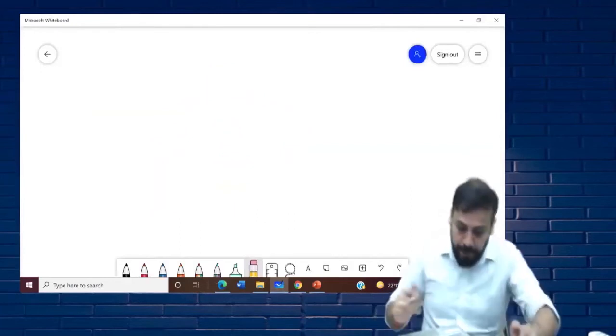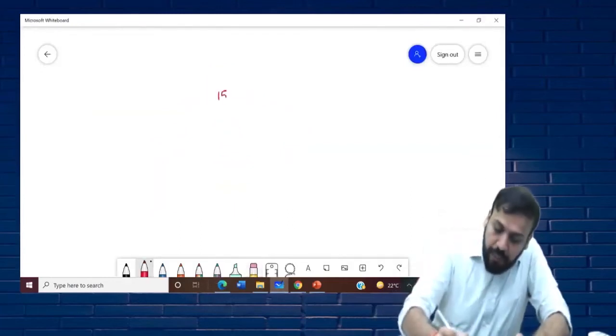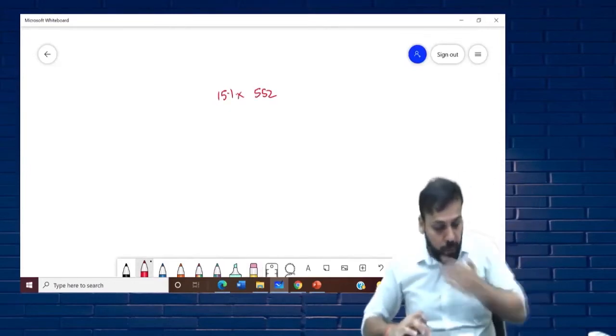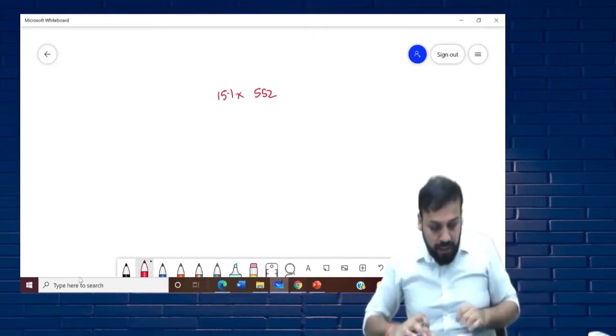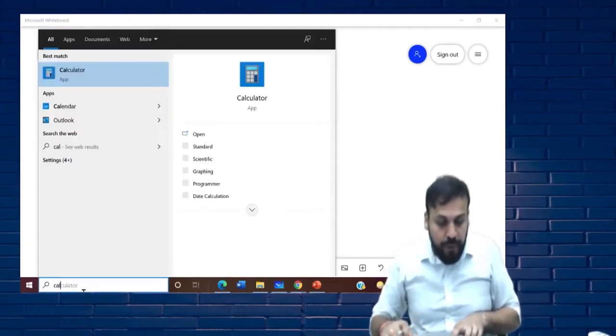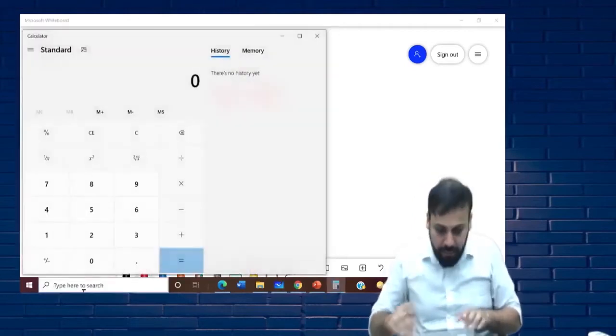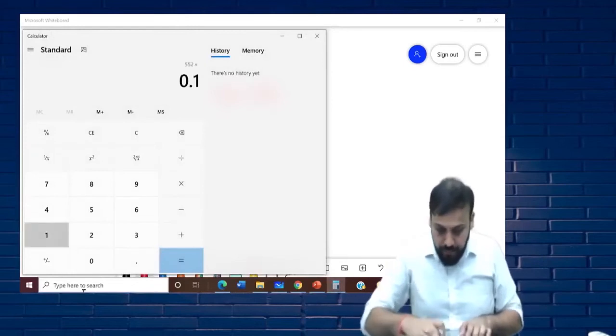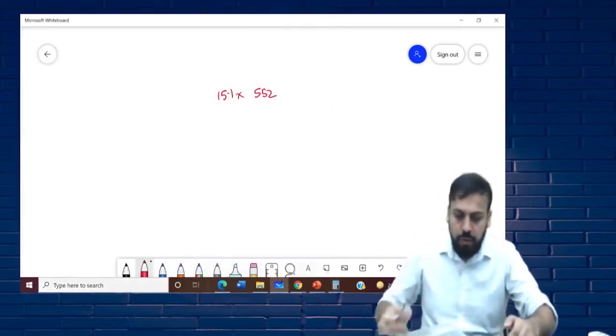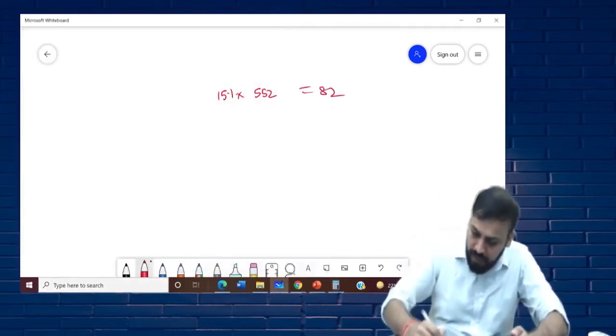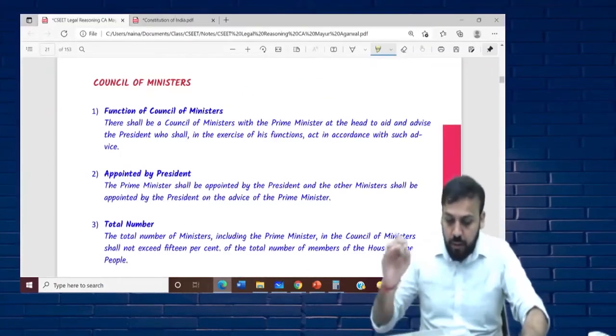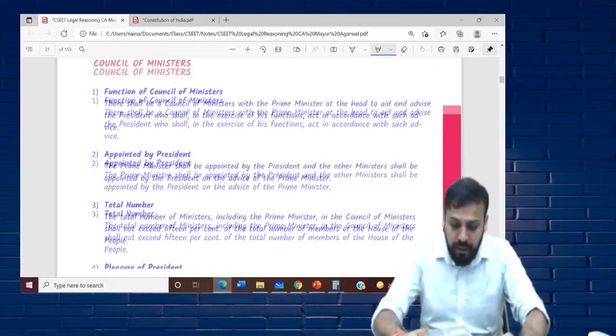15% of all the people in the Lok Sabha. Suppose the maximum is 550, they cannot exceed 15% of 550. Let me take a calculator. My maths is weak. It comes to about 83, so almost 82 people are allowed in the Council of Ministers. So basically, the total number cannot exceed that.